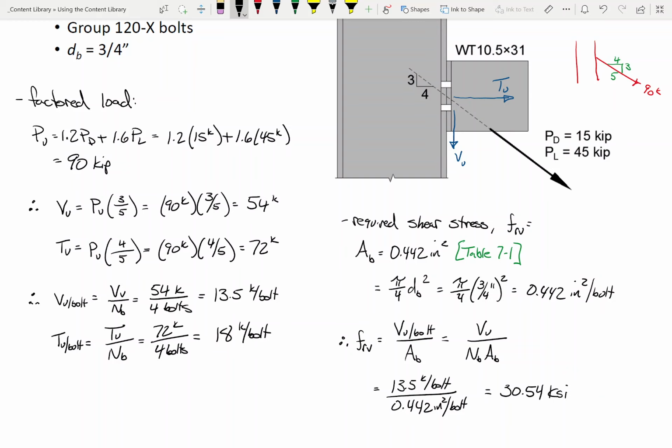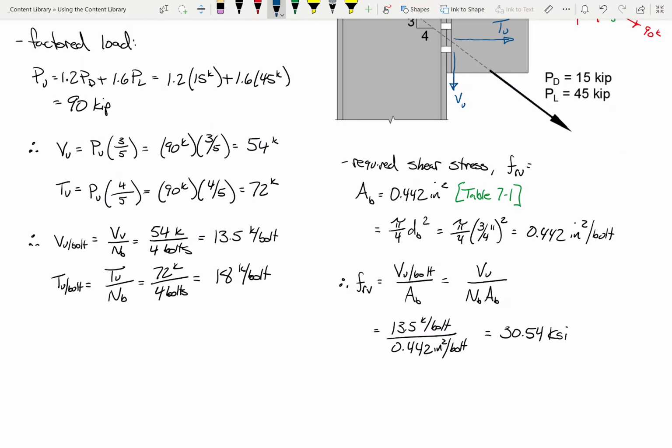Now, some of you might ask, well, do you need a required tensile stress? No, you do not, because we are going to use this term to compute a modified tensile capacity. We could theoretically compute a modified tensile stress to compute an interacting shear capacity, but that's not the way the spec's written. So no, we do not need that.